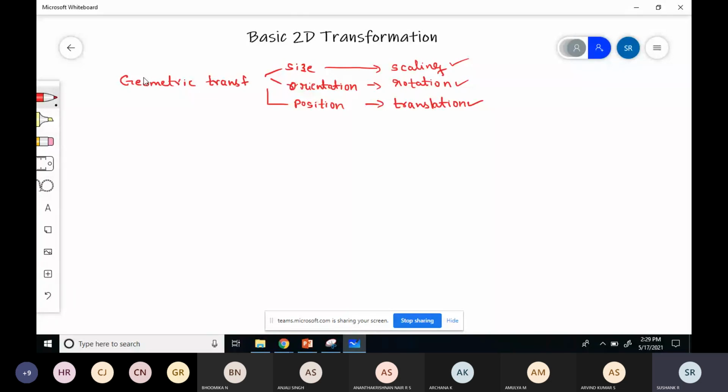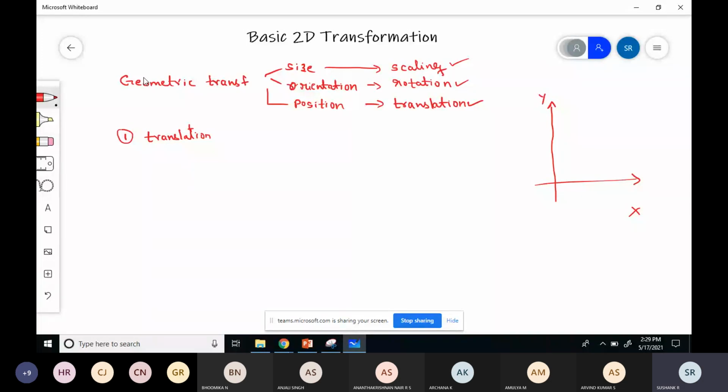Now we'll talk about what you mean by translation. The first thing is you want to perform the translation. So how can this translation be performed? Most of the time the math is involved. For example, we'll be considering objects in two dimensions, x-axis and y-axis.